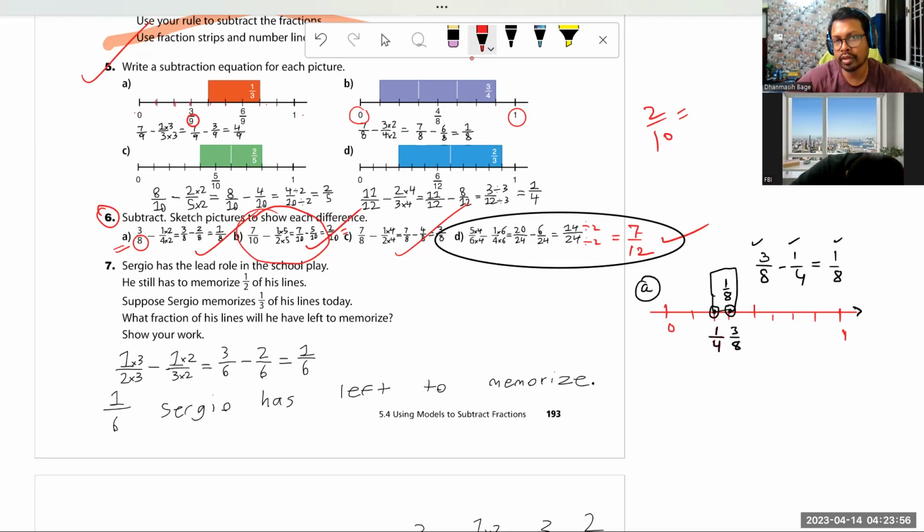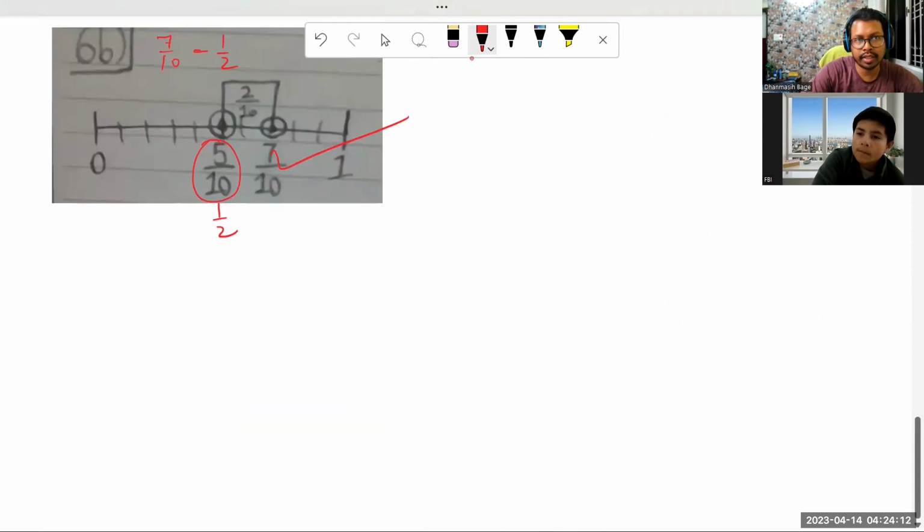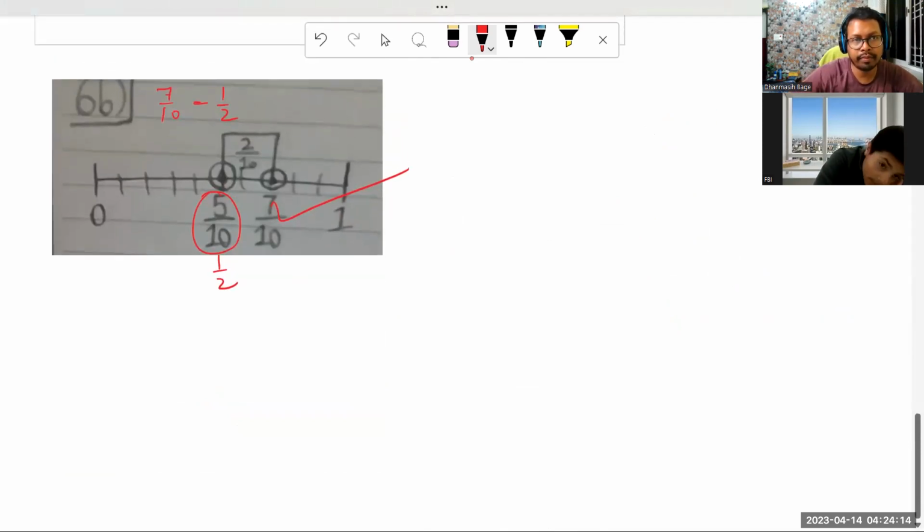Divide both numbers by 2, to get 1/5. Correct. So your final answer would be 1/5. Okay, so you will plot this thing. This number should be 1/5. Understood?